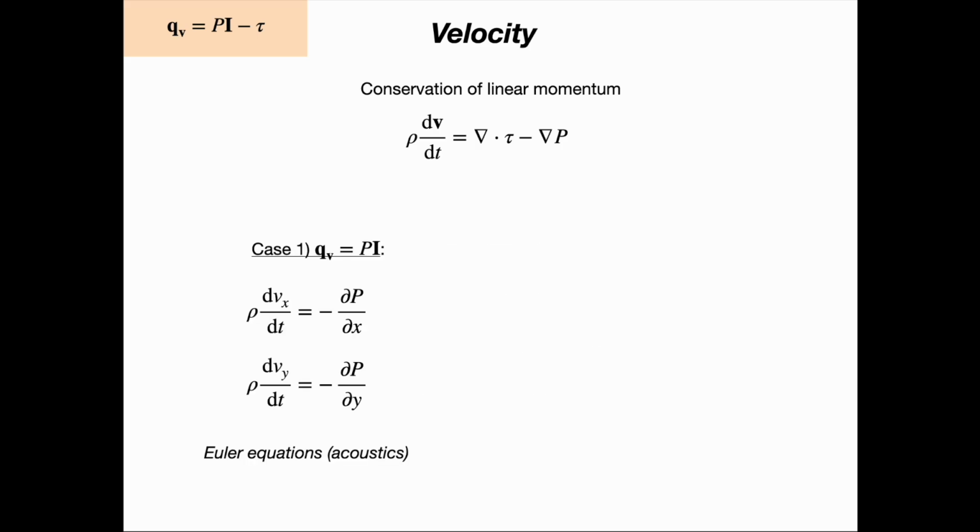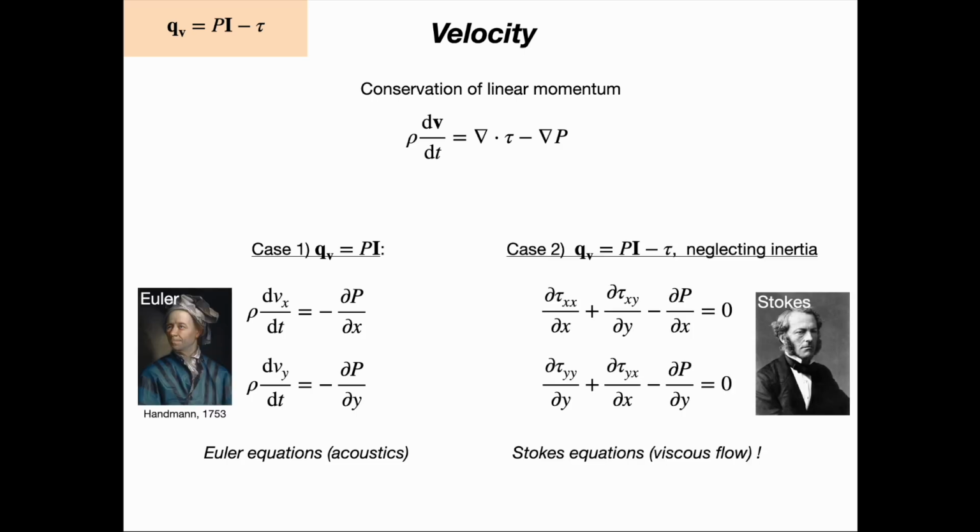This expression we can further use to test the different fluxes we've derived before. So if we assume that QV was simply P times I, we would end up with this expression, rho dV dt equals minus dP dx. Here, we are reaching a limit, which is the limit of the equations of Euler. In the second case, if we include the viscous contribution and the deviatoric stress, but we neglect the inertial term, so we are going to kill this term here, we end up with the Stokes equation, which can be used for viscous flow and is very much used in geodynamics.